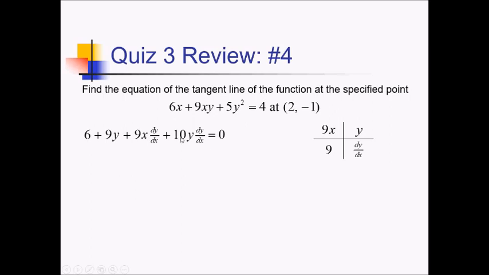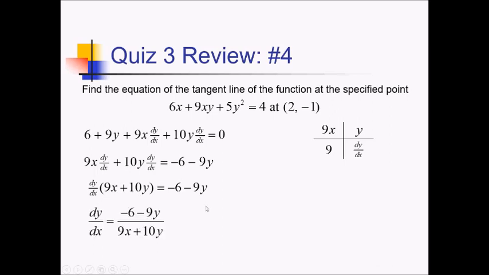So dy over dx stuff stays on the left, other stuff moves to the right. We have 9x dy over dx plus 10y dy over dx, and all that's going to equal, we'll move the 6 over by subtracting, so -6 minus 9y. Factor out a dy over dx on the left, that's 9x plus 10y. Dividing by that gives us this expression for dy over dx.